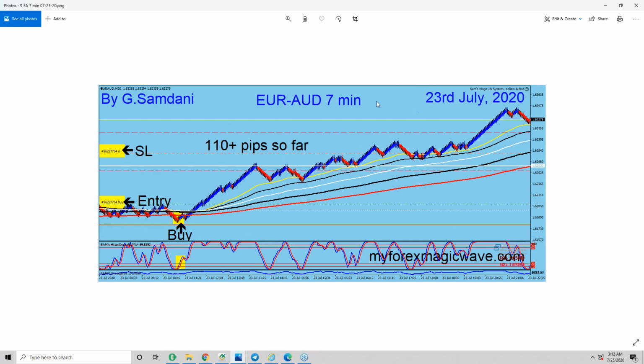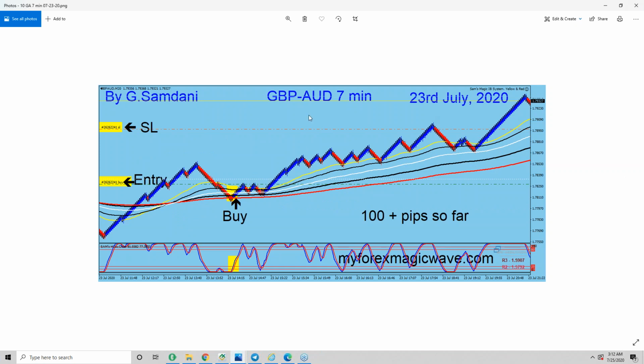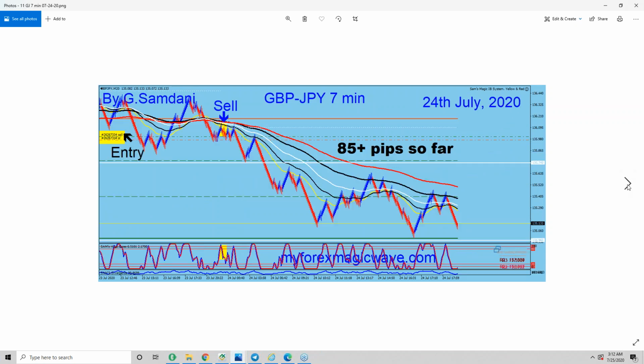So on the 23rd, again, Euro Aussie, beautiful trade, long 110 pip from the 7-minute chart. And on the 23rd, Pound Aussie, you saw a couple of Pound Aussie to the downside, now made the turn and started to go up. On the 23rd, Thursday, 100 pip. And again, the same story happened of Pound Yen to the downside because Yen was getting strong. So on Friday the 24th today, it was a down move and 85 pip to the downside in Pound Yen.